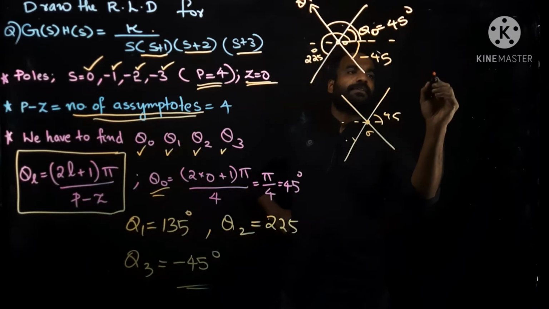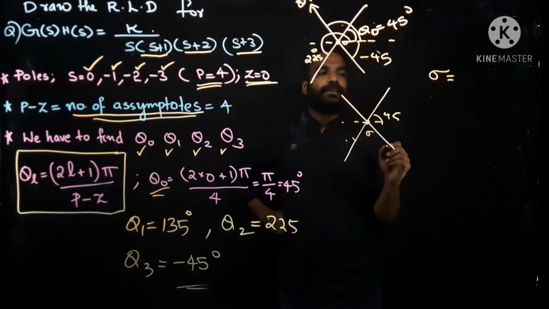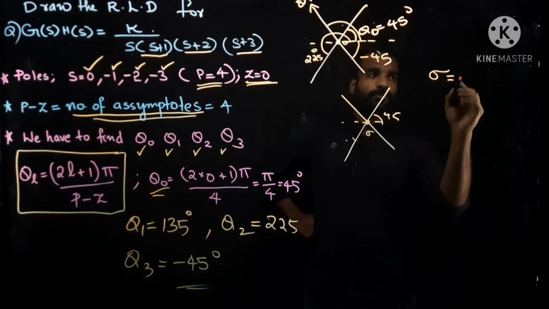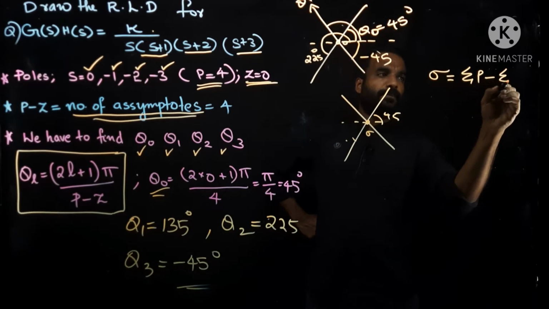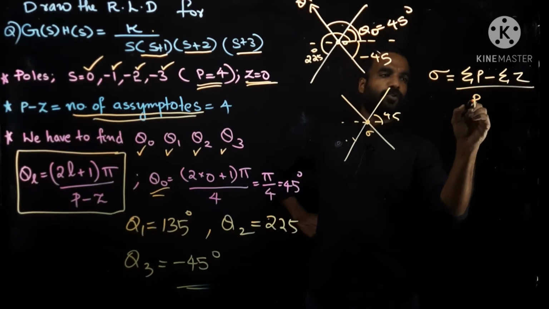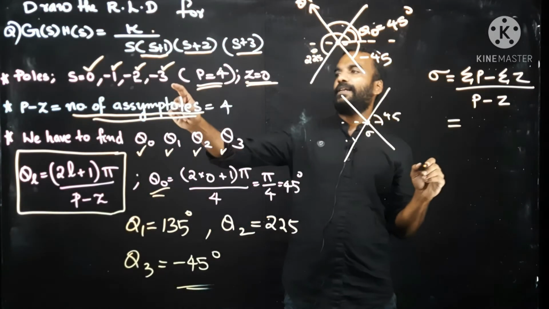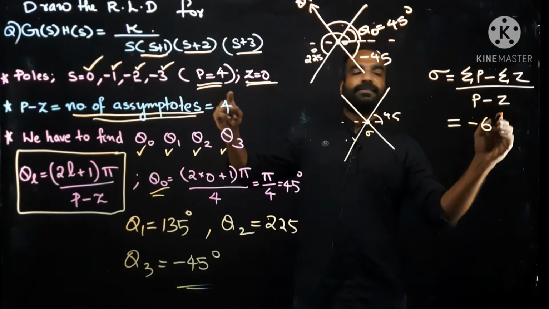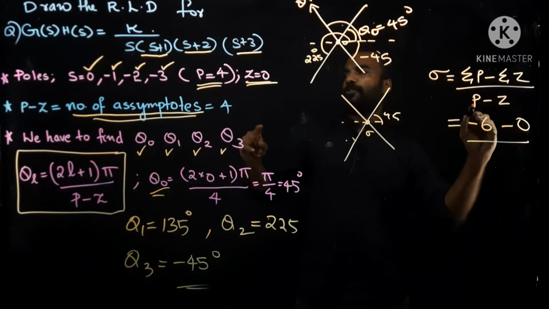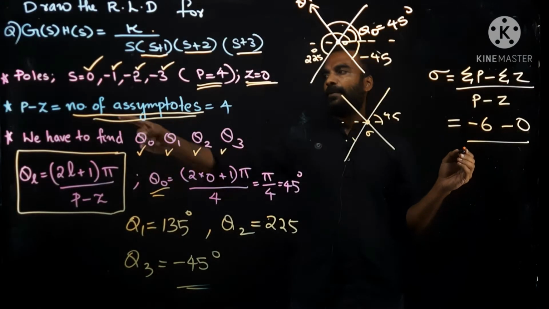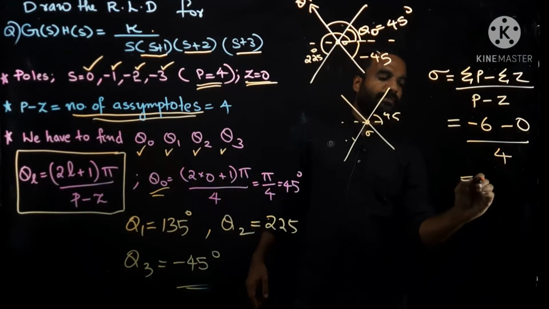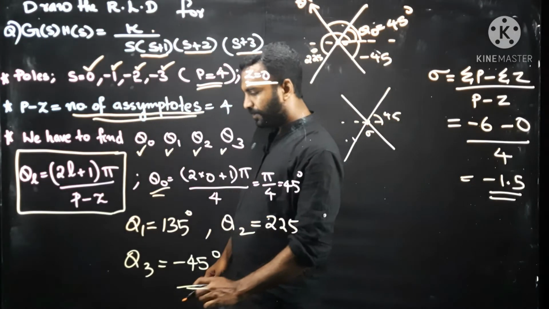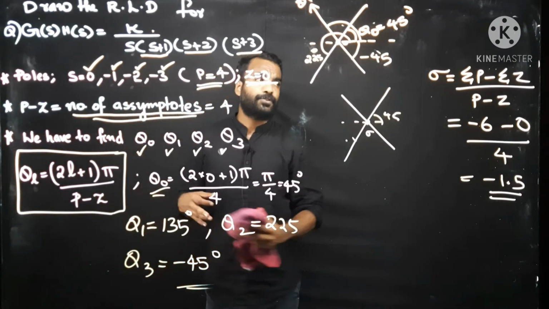Then you have to find the meeting point of these asymptotes. That is known as the centroid. Centroid is sum of poles minus sum of zeros, divided by number of poles minus number of zeros. Sum of poles is 0, minus 1, minus 2, minus 3. It is minus 6. And sum of zeros is 0. By number of poles minus number of zeros, P minus Z is equal to 4. Then the answer is minus 1.5. Is it okay?